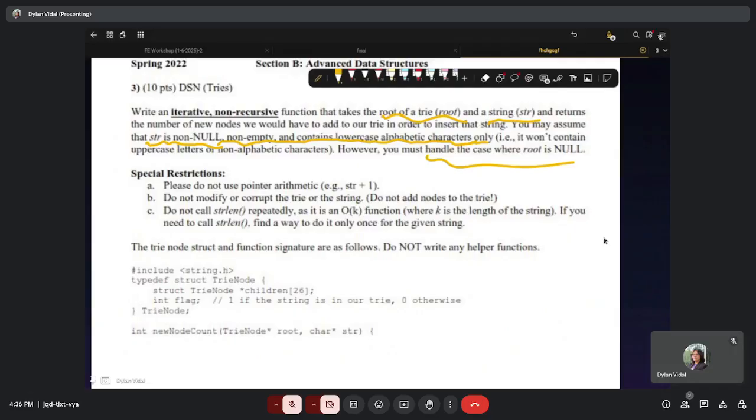So for example, calling strlen inside a loop, because it doesn't immediately find the size of the string. It has to loop through it. So we need to make it a variable if we use it.